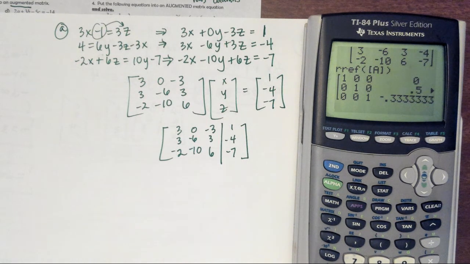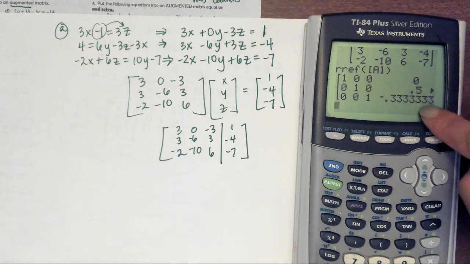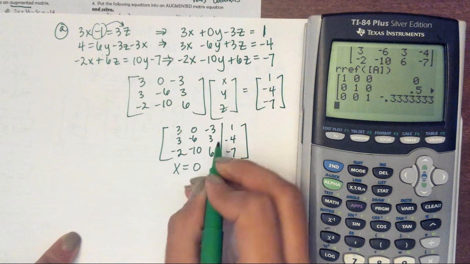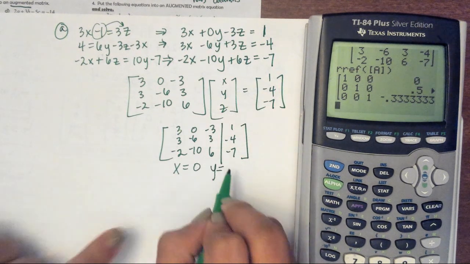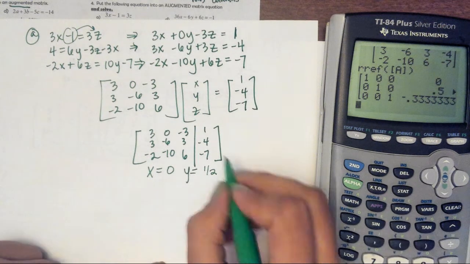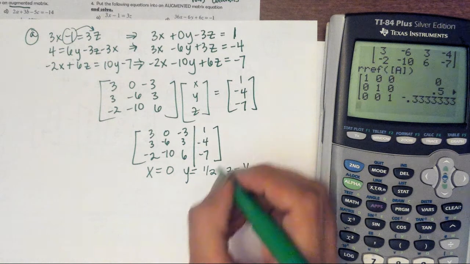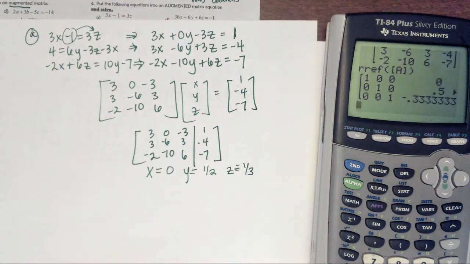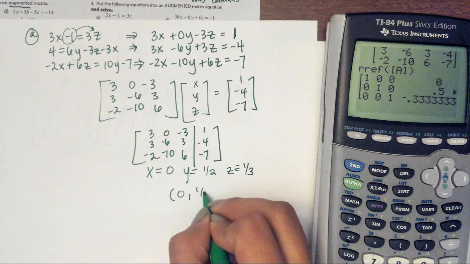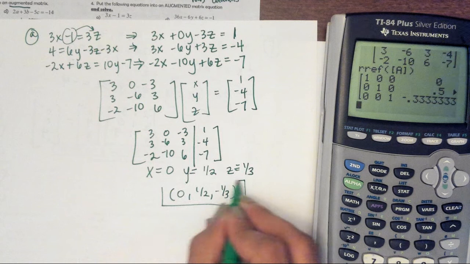There it is. So this right here is your identity matrix, and these right here are your answers. So my x is 0. My y is 0.5, which is 1/2 because I hate decimals. And then negative 0.33 is 1/3. So I'm going to write 1/3. It's negative, don't forget the negative sign. And so I'm going to put my answers in the xyz coordinate form. So it's going to be 0, 1/2, negative 1/3, just like that. And that's my answer.